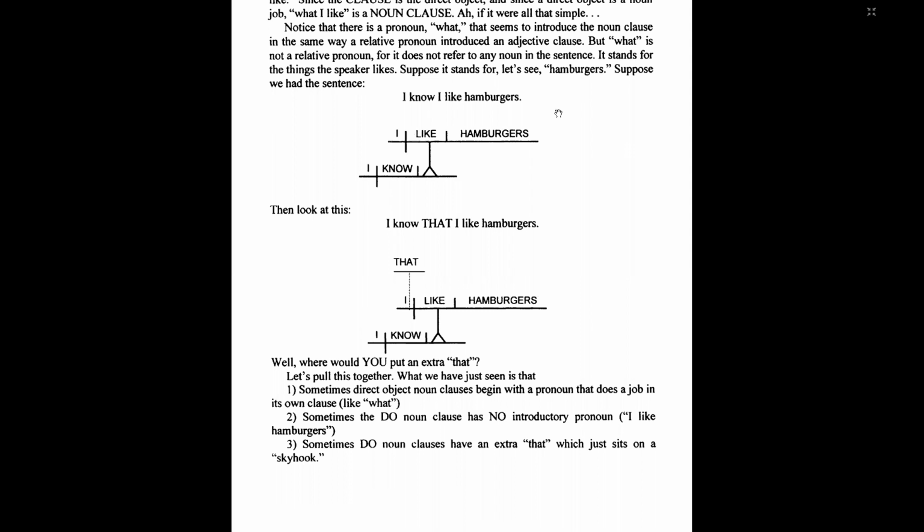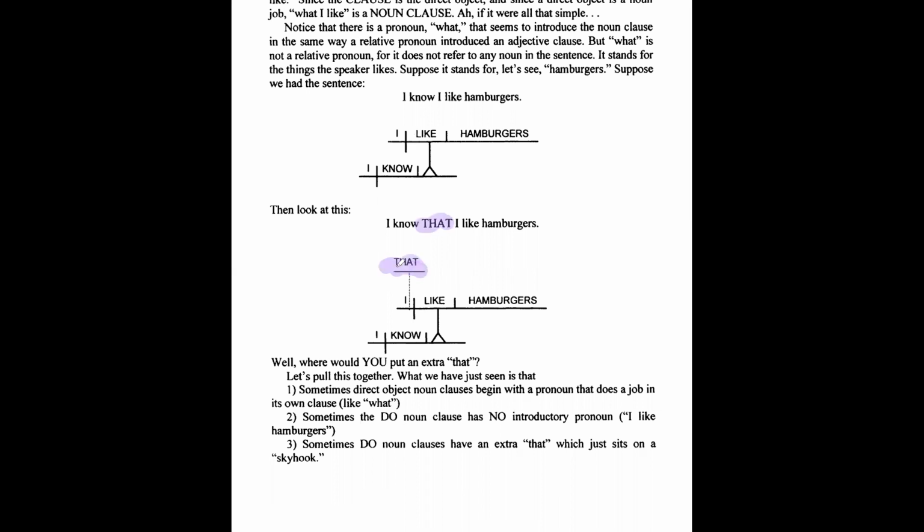Let's pull this together. What we have just seen is that sometimes direct object noun clauses begin with a pronoun that does a job in its own clause, like what. Sometimes the direct object noun clause has no introductory pronoun. I like hamburgers. There's no introductory pronoun. Sometimes direct object noun clauses have an extra that, which just sits on a sky hook. Look at this sentence. I know that I like hamburgers. This that is extra.